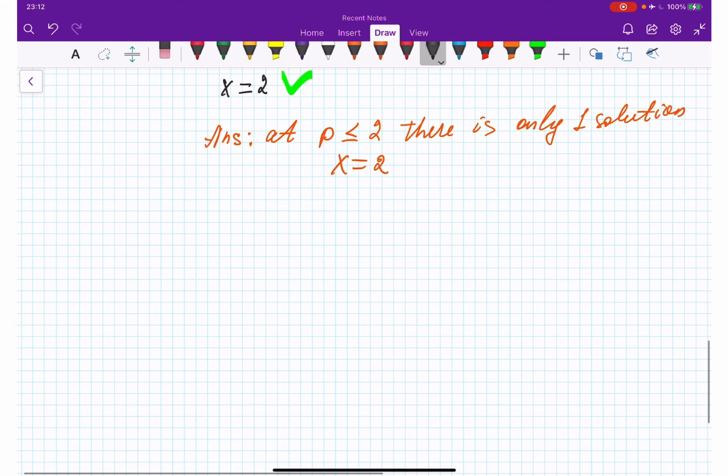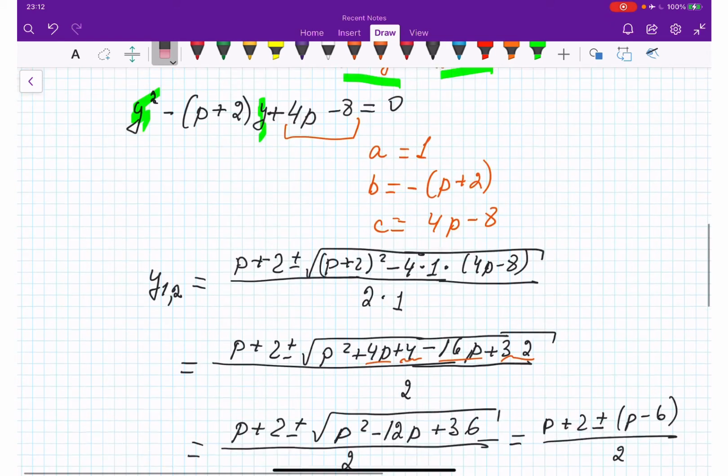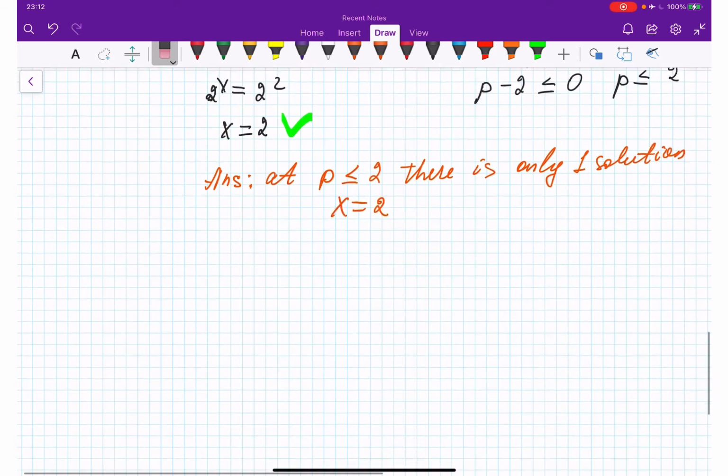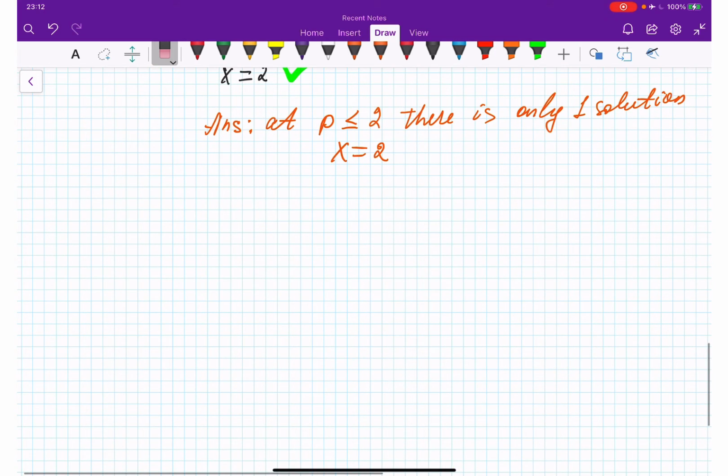Next one, let's solve it. 3 to power x. Hold on, is this number 2 or number 3? Number 3, okay. So 3 to power x is equal 9 times 3 to power square root of x.